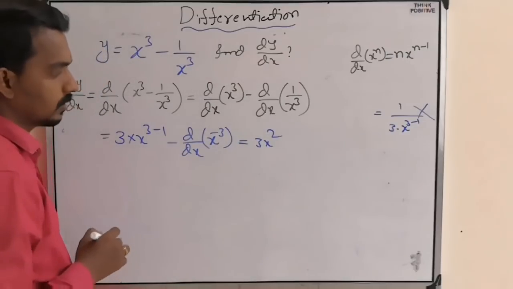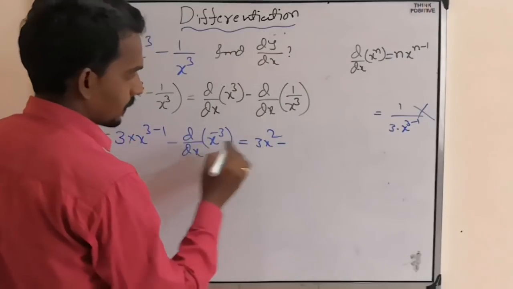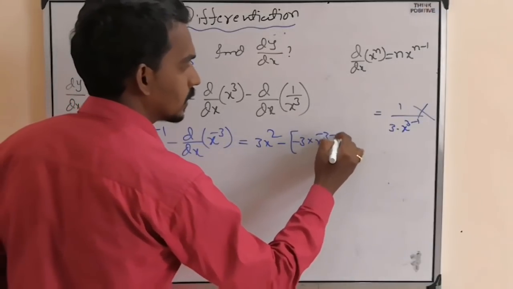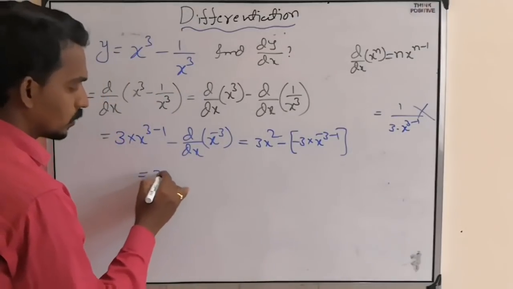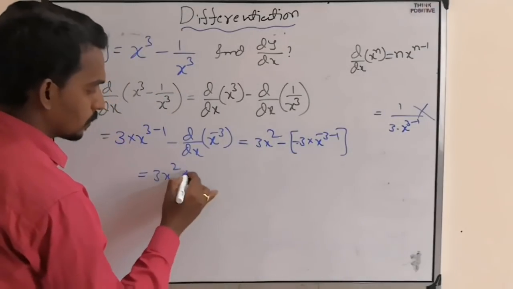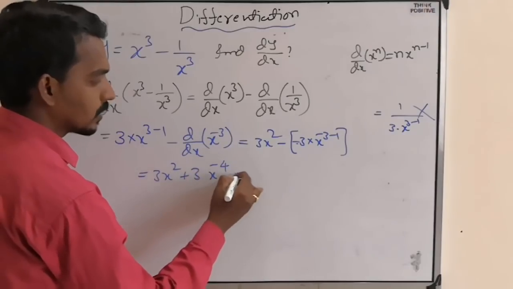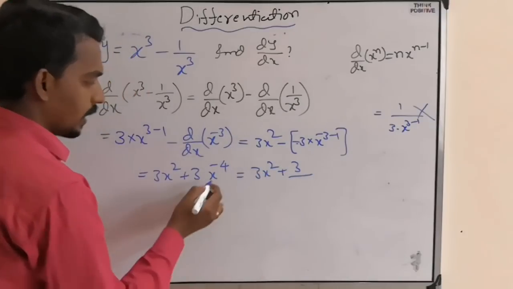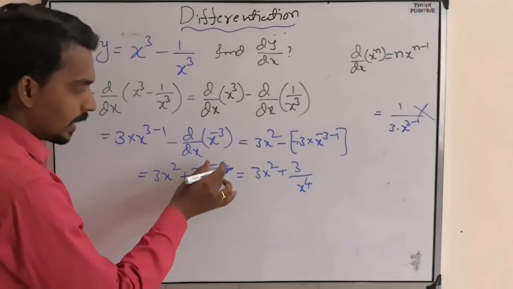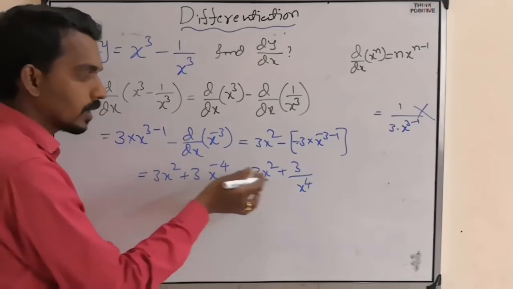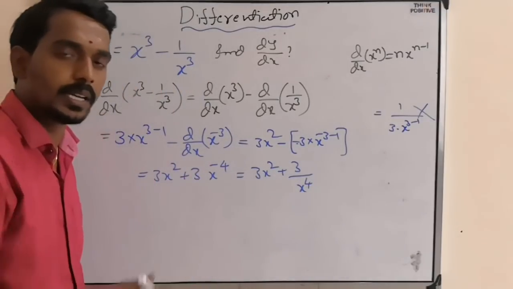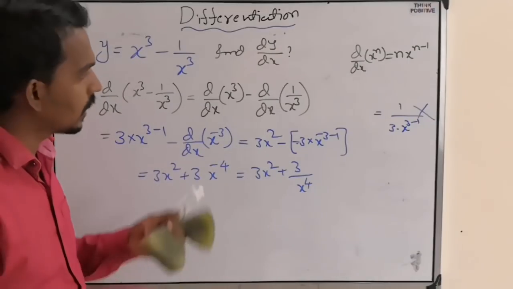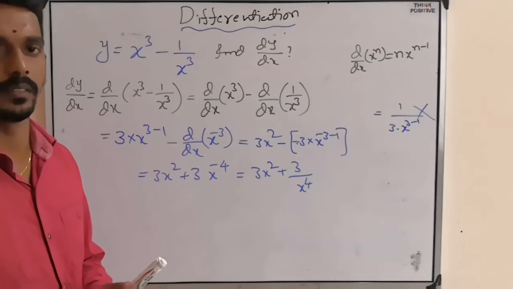So the derivative is minus 3 x power minus 3 minus 1, that is n into x power n minus 1 with n as minus 3, which gives minus 3x power minus 4, or else minus 3 by x power 4. Take it to the denominator: minus power will become plus power. Already we have studied powers. So this way you can understand differentiation.